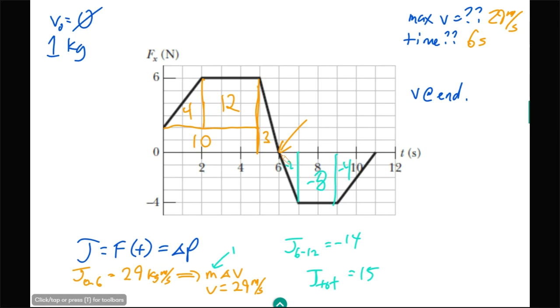So that means that my total delta P, so that's 1 kilogram, delta V equals 15. Delta V must equal 15 meters per second at the end. And there is our solution to that one.